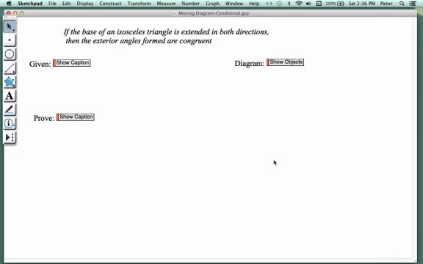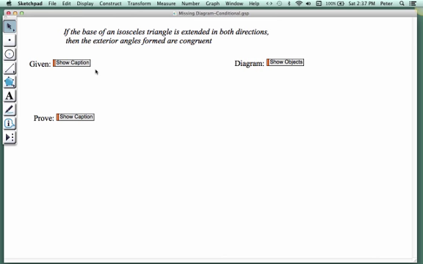The second example is a little bit more complex because what is given and what we need to prove isn't quite as obvious. So let's take the statement, if the base of an isosceles triangle is extended in both directions, then the exterior angles formed are congruent. The givens are going to be found in the if portion, or the hypothesis of this statement. What we have to prove is found in the conclusion portion, or the then portion.